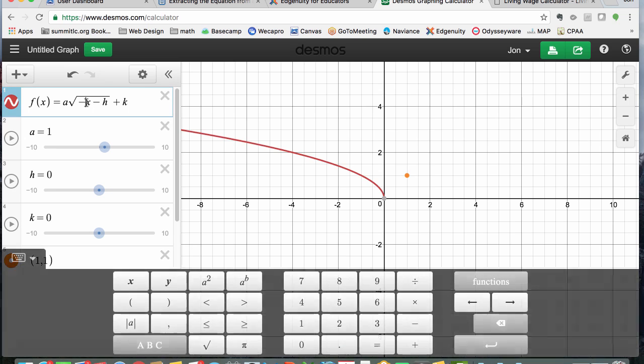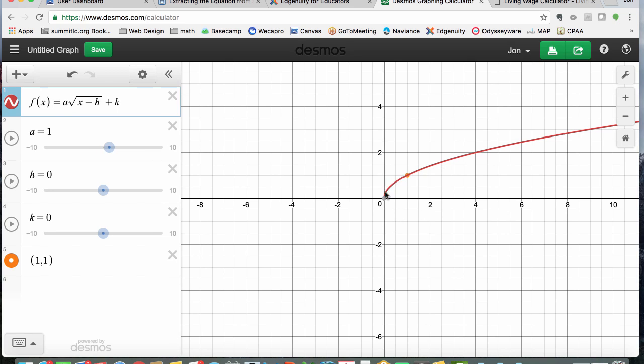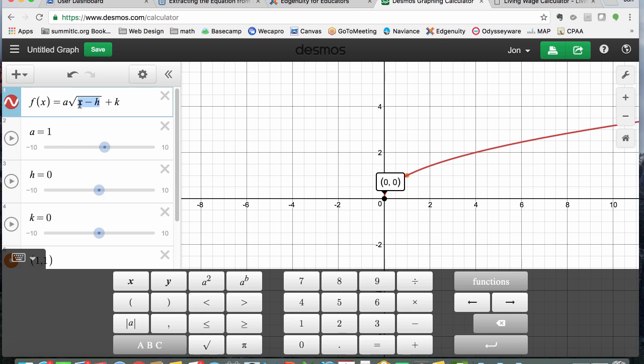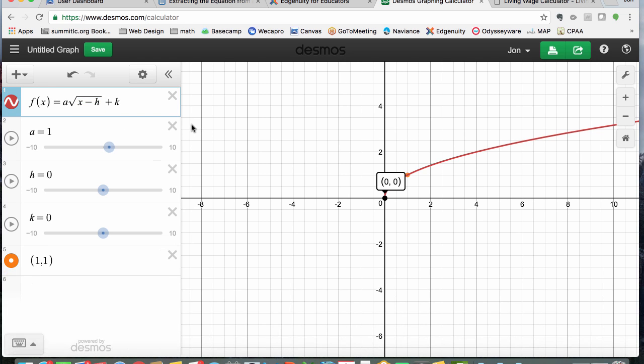And the one thing I really want to zero in on is why there is a clear starting spot. It's because for a square root, we've learned this with quadratics, I can't take the square root of a negative number. So all this stuff, this x minus h underneath the square root, it has to be 0 or greater than 0. And that helps you find the domain. All right, so let's go back and summarize some of the points we found by playing with this calculator.